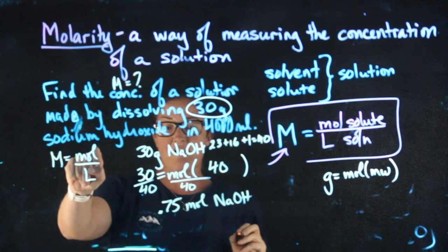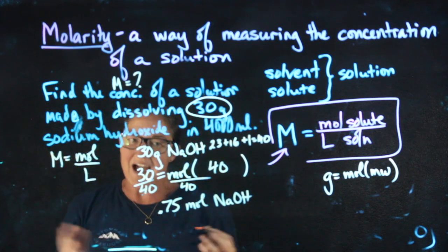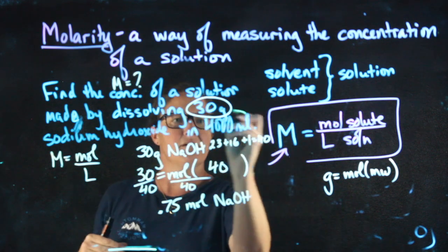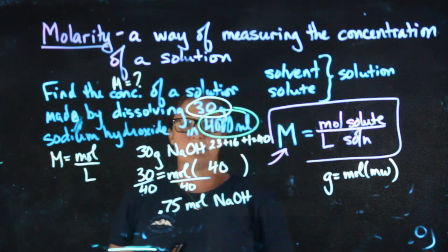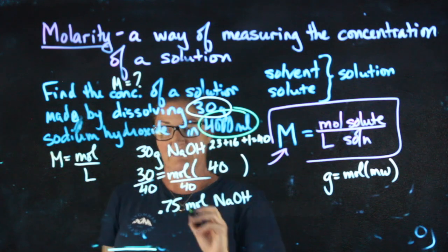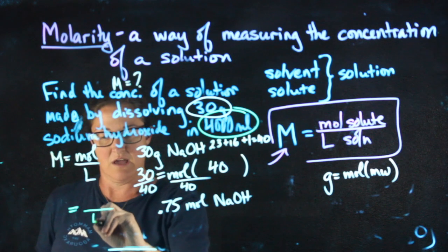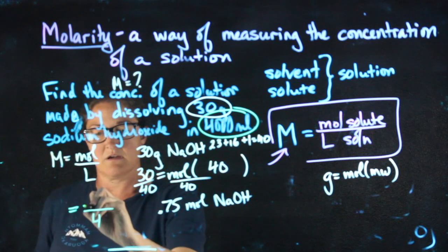Now I'm almost there. I have the moles. Do I have the liters? I don't, but I'm really close. I was given the milliliters. Remember, you need to be able to convert the units from milliliters to liters. So when I convert 4,000 milliliters to liters, it'll be 4 liters.